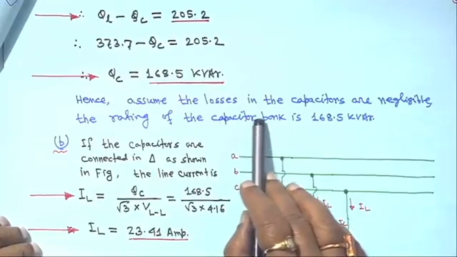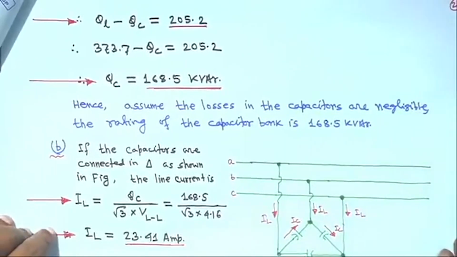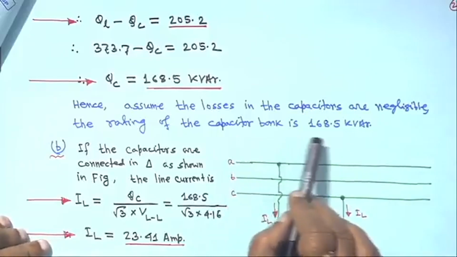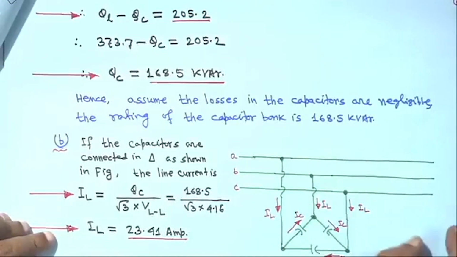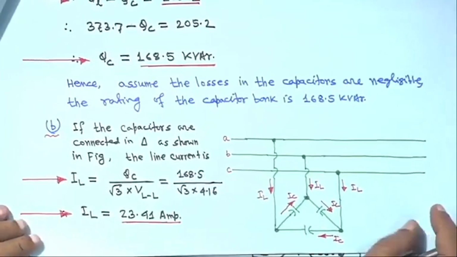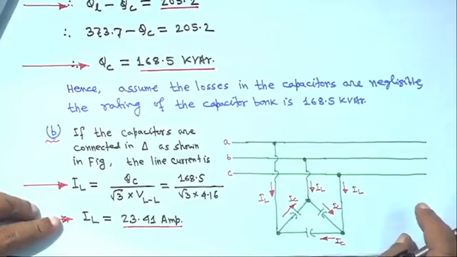Now, assume the losses in the capacitors are negligible. Suppose there is no loss in the capacitor, therefore the rating of the capacitor bank will be 168.5 kilowatt. Now, you find out the value of capacitance C if the capacitors are either delta connected or star connected.